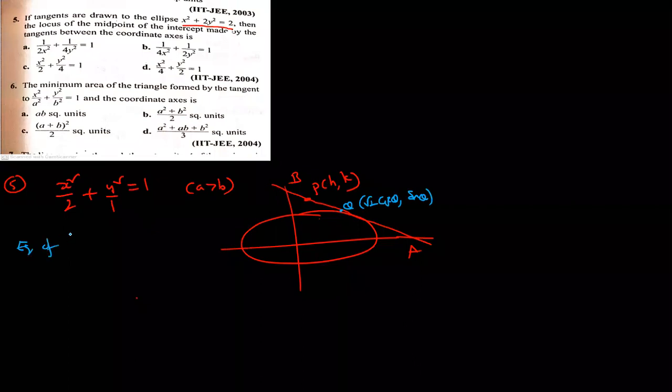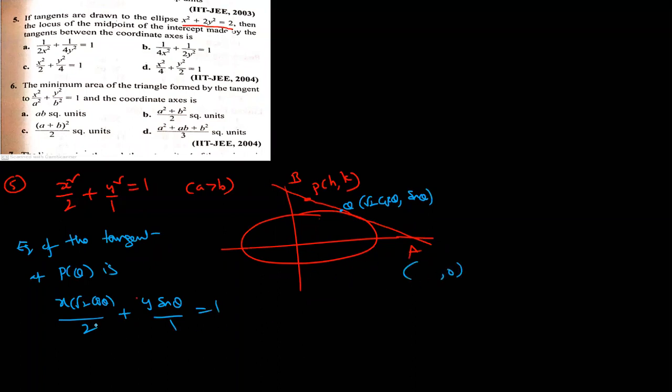So I'm using the equation of the tangent at P of theta: x x1 by a square, that is, root 2 cos theta x by 2 plus y sin theta by 1 is equal to 1. Now this line meets the x-axis at A, meaning the y coordinate is 0. What is the answer? Anyone? Root 2 by cos theta. The same line meets the y-axis, where the x coordinate is 0. This is 1 by sin theta.